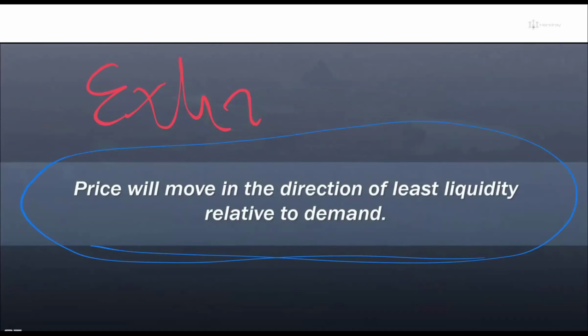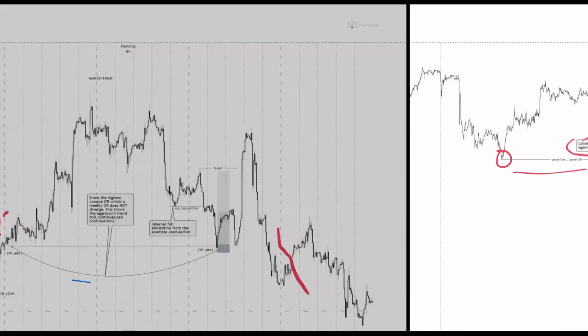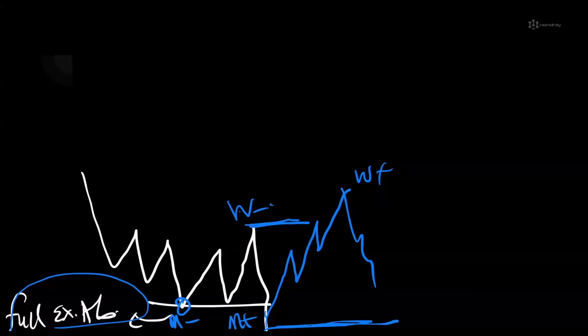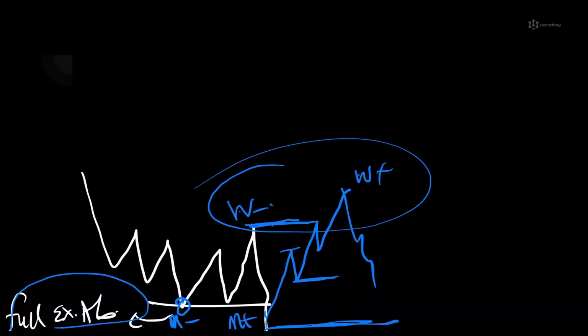A monthly volume OR is obviously higher than a weekly volume OR. And a weekly is higher than daily. So price will move in the direction of least liquidity relative to demand. Which means this weekly volume that you see is of course a lower volume compared to the monthly full absorption that happened here. So this likely is just targeting an internal. So you just need to still target an internal.